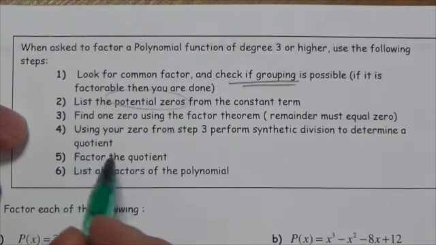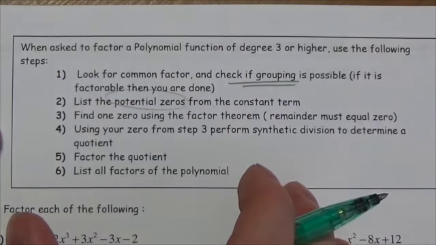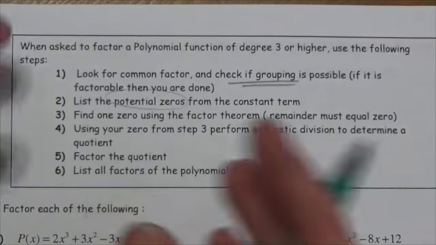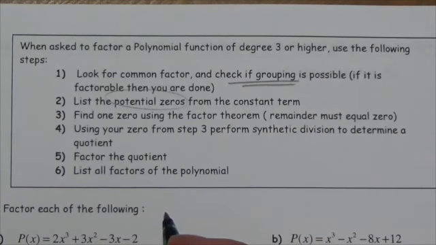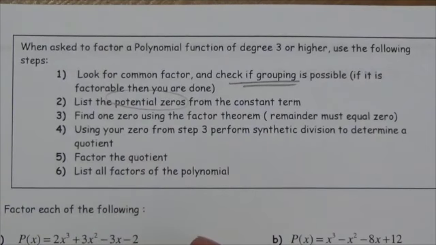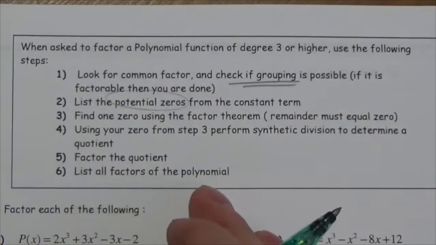Then when it says factor the quotient, you're going to go right back to the beginning and start again, basically until you've broken that thing down into a quadratic. Then you just factor the quadratic like you've been doing for quite a long time now. And then you list out the factors of the polynomial.